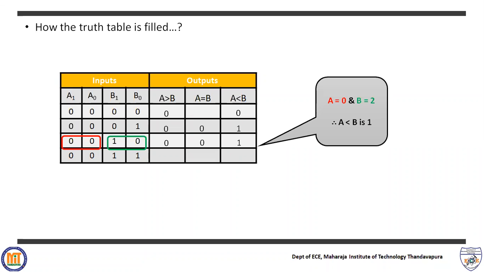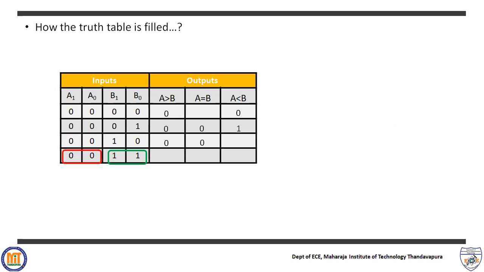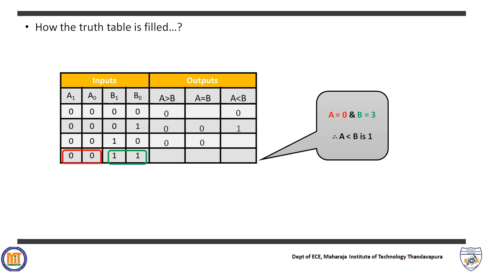I am explaining how to take the magnitude to you through animation. Okay, so next let's look at the next values: 0 and 3. So again A is less than B. So the value in the column A less than B will be set to 1. So any doubt in this?